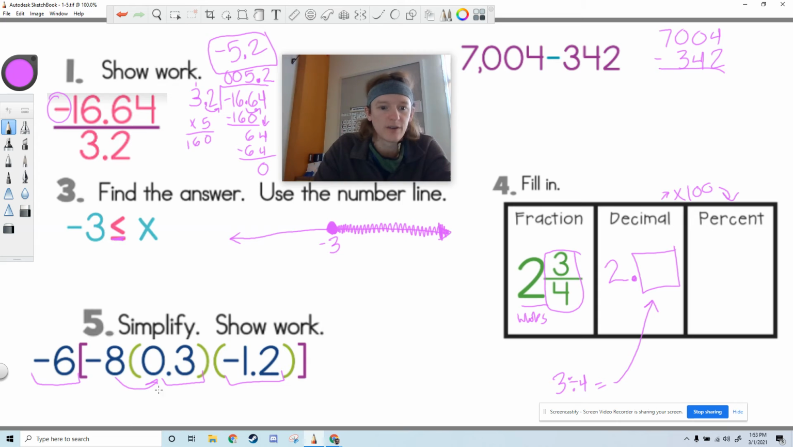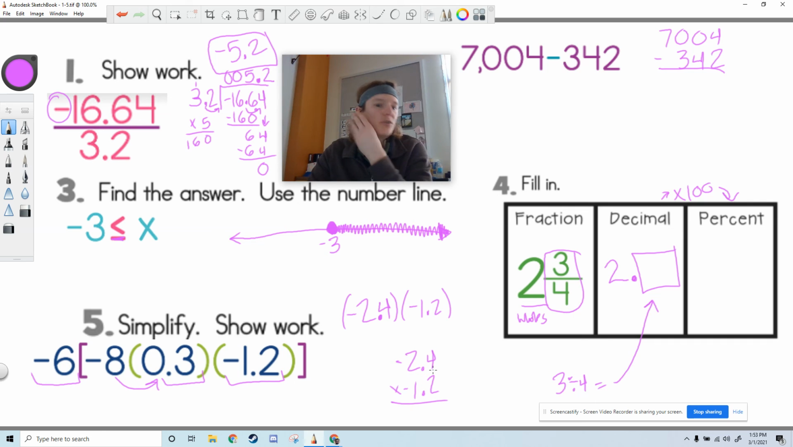So let's do the first part. I know that 8 times 3 is 24. So 8 times 0.3 is 2.4. It's also negative. I'm also going to then have to multiply that by negative 1.2. So we'll do negative 2.4 times negative 1.2. Oh, I don't have enough room. I know you guys know how to multiply, so go ahead.